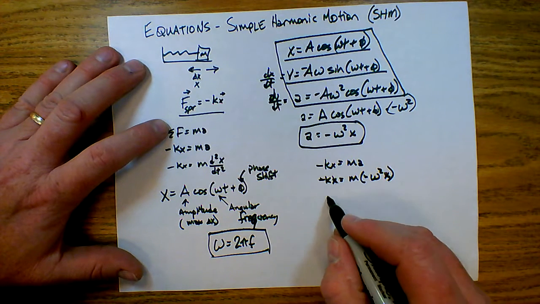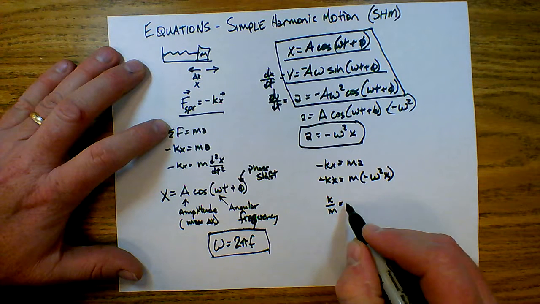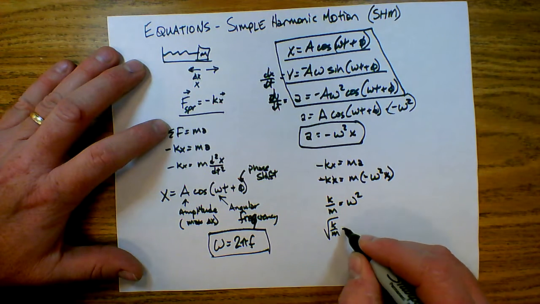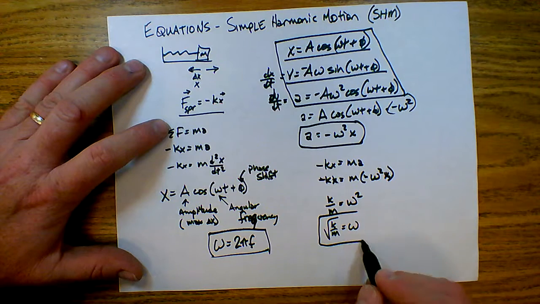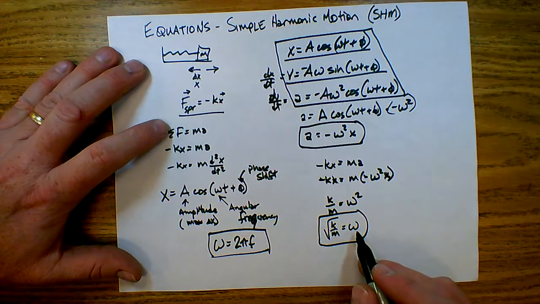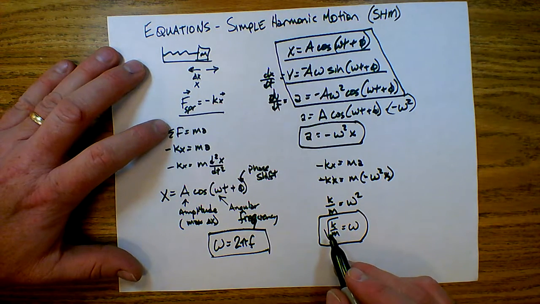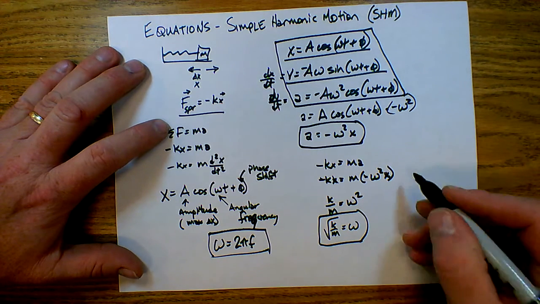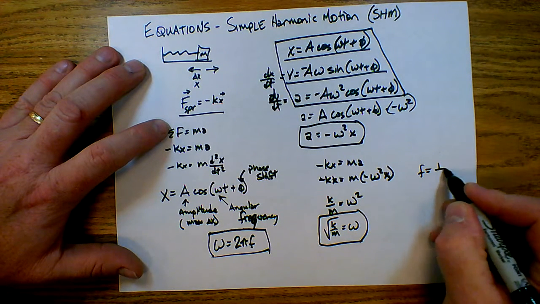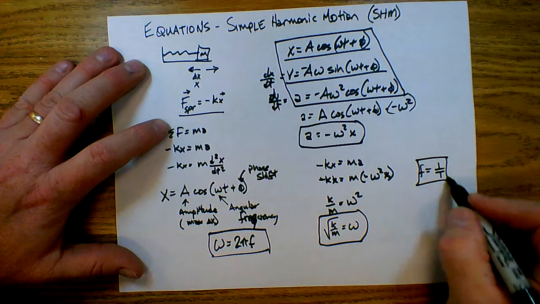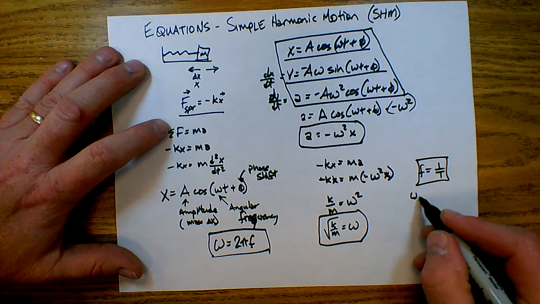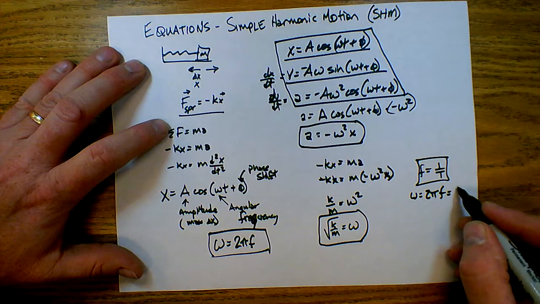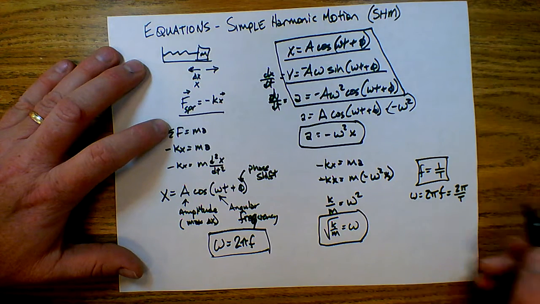So let's get the m over here. So what I have is k over m equals omega squared, or in other words, the square root of k over m equals omega. Okay, so omega for a spring oscillating system is the square root of k over m. Now, over here I've got omega equals 2 pi times the frequency, right? But frequency, we remember, is equal to 1 over the period. And so the omega, which is 2 pi times the frequency, is also 2 pi divided by the period.